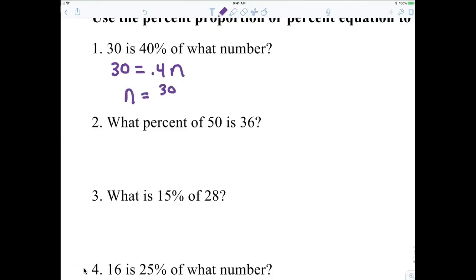And so now the answer is just N equals 30 divided by 0.4. Is everybody okay with that? And of course that's what? 75.